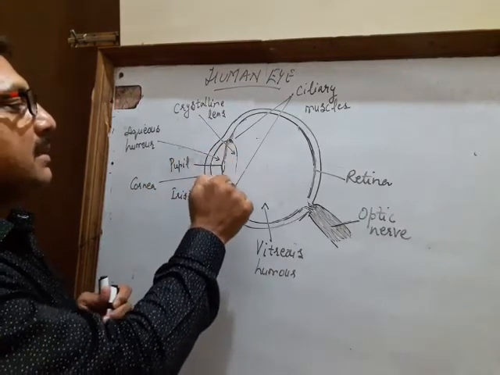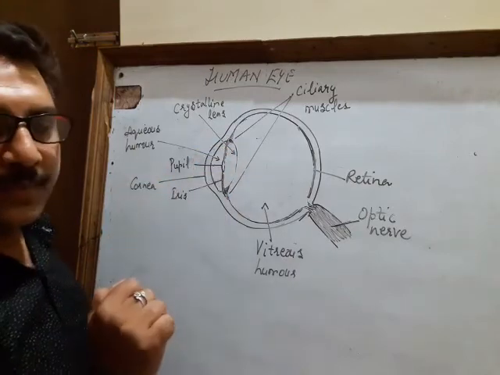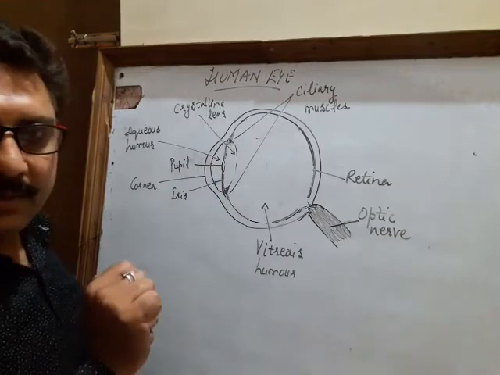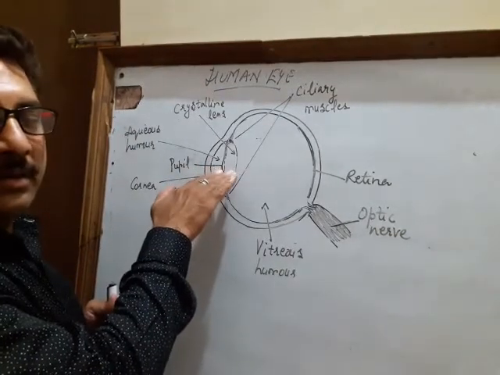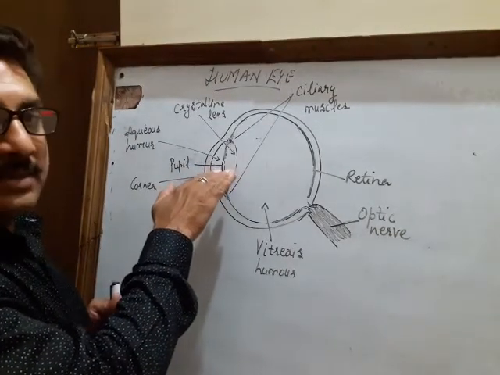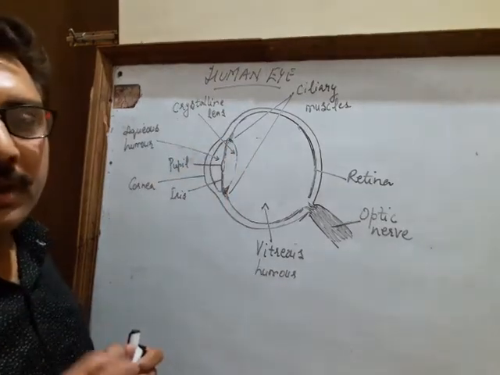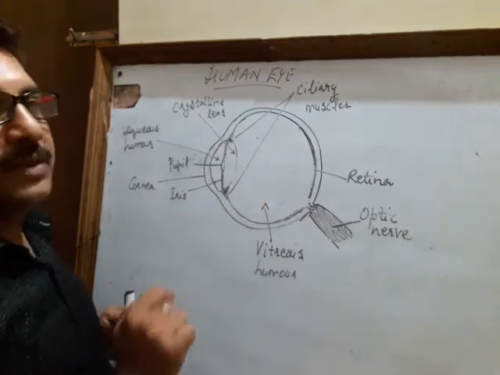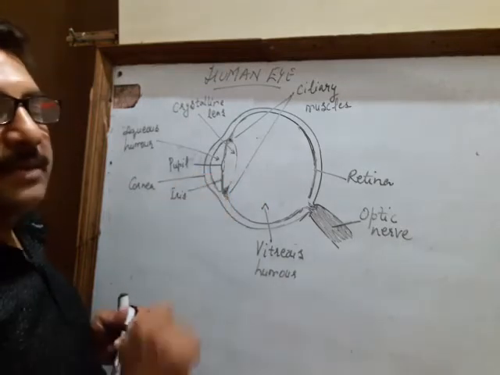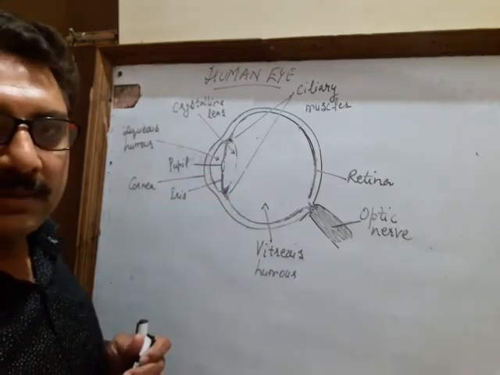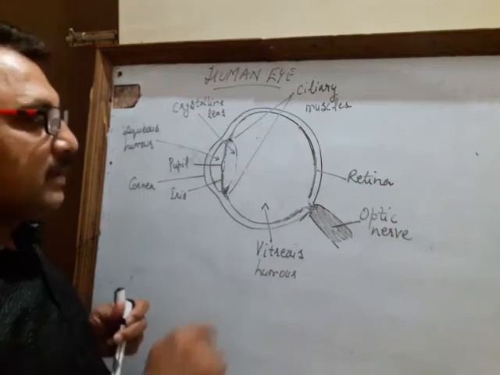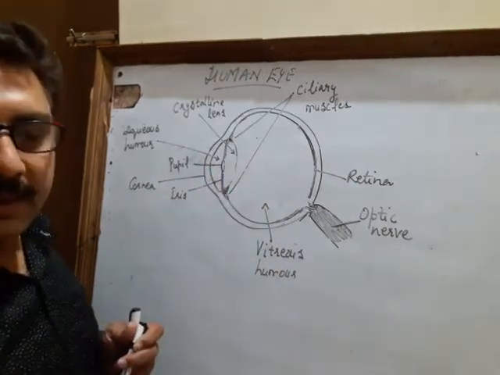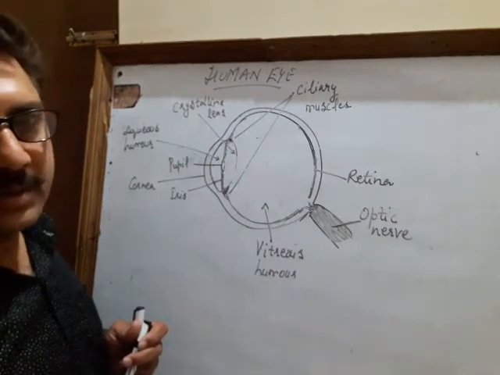Then there is a crystalline lens, you can see. This lens will refract the light. The refraction will occur on this lens, and this lens will form a real and inverted image on the backside of the eyeball. The backside means the screen, the retina. The real and inverted image is formed on the retina, which is a light sensitive screen.